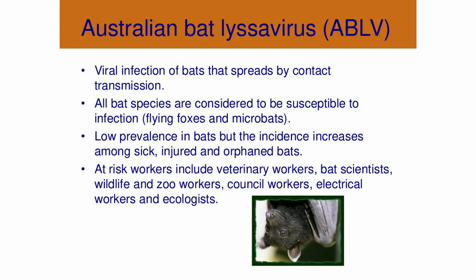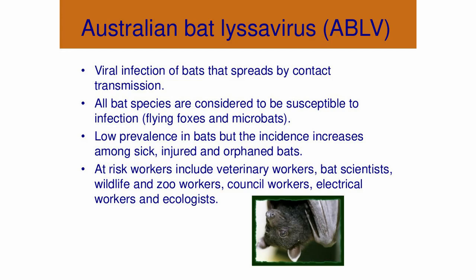This is a viral infection of bats. It's been isolated from all species of flying foxes and some species of microbats in Australia, but all Australian bats are considered susceptible to infection. Now, the prevalence of infection in bats is very low. It's commonly cited as less than 1% in free-living bats, but this can vary a little between bat species. However, the incidence does increase among sick, injured, and orphan bats, and this is the cohort of bats that is most likely to come into contact with people.